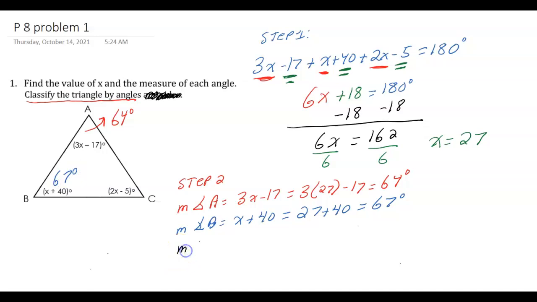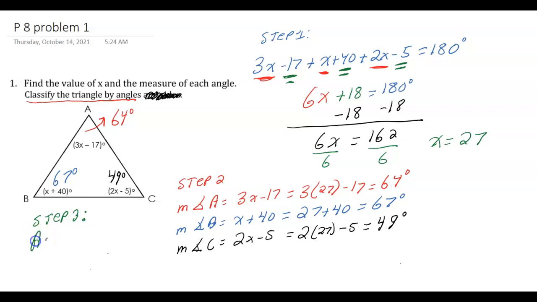And then I need to find angle C. Angle C is 2x minus 5. So 2 times 27, take away 5. When I type that in my calculator, I get 49 degrees. So angle C, I'm going to put that in my picture, is 49 degrees. So the final answer, step 3, is to classify the triangle by its angles. Since all three angles are acute, this is an acute triangle.